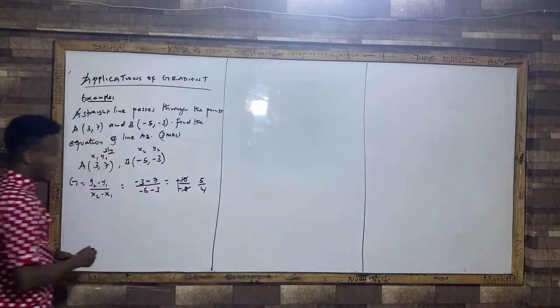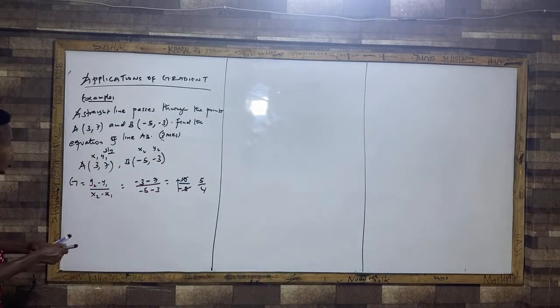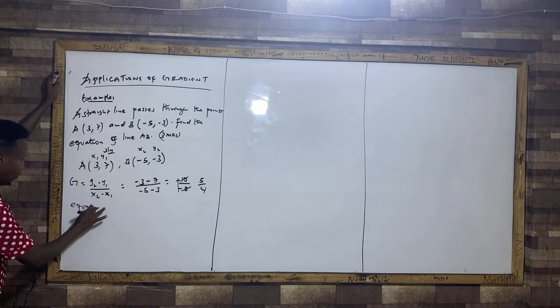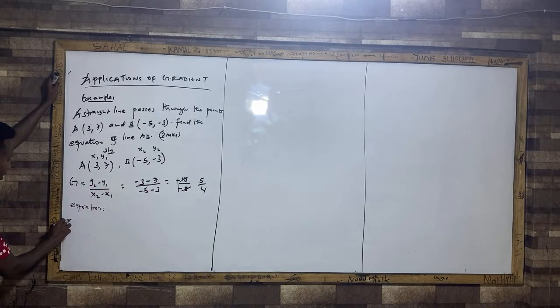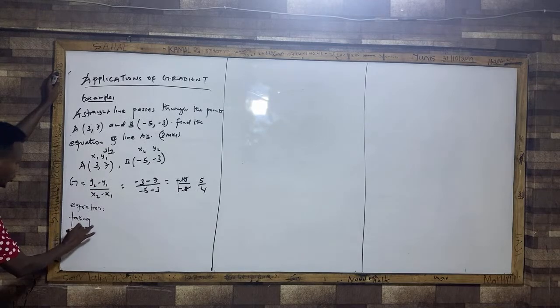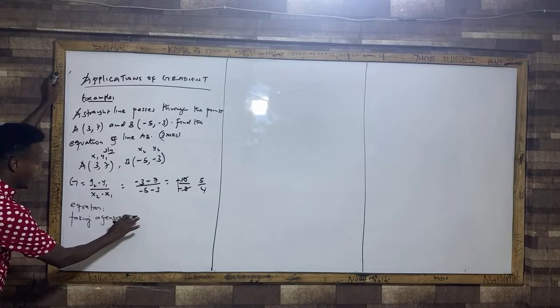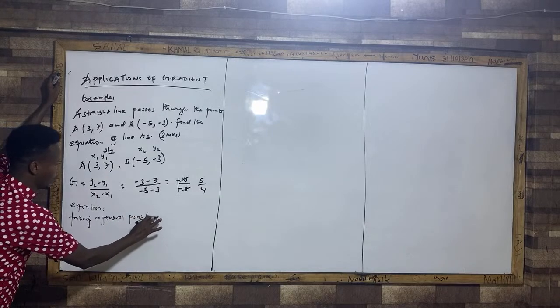After getting the gradient, how are you going to get the equation? You're going to check in a general point. Look at this one. Check in a general point, which is (x, y).